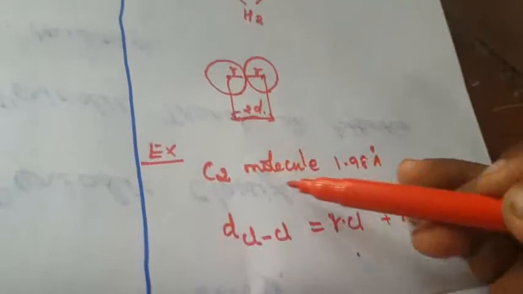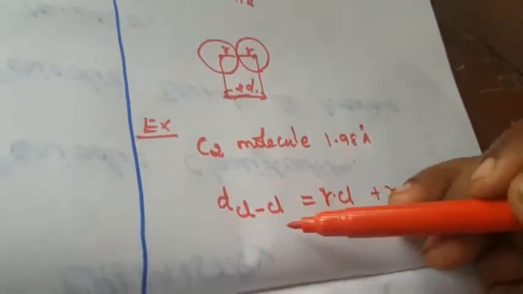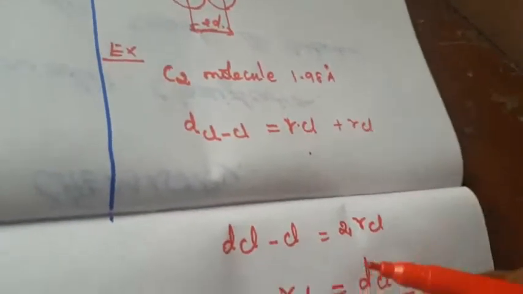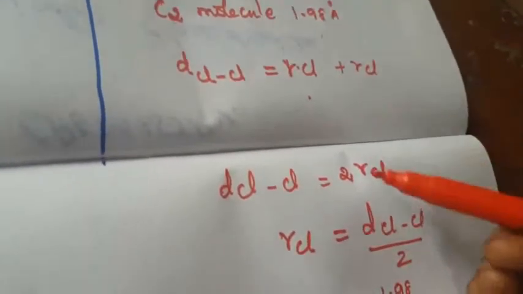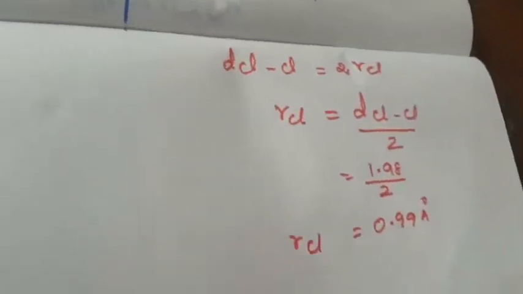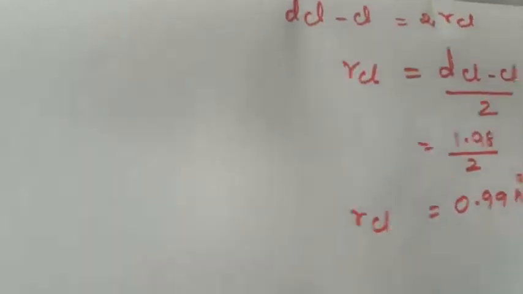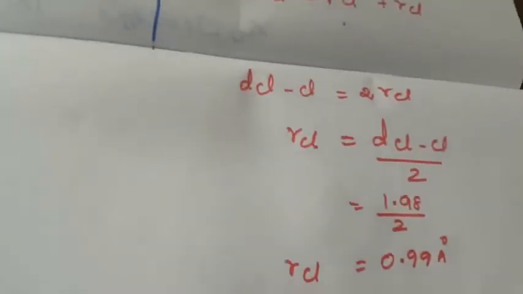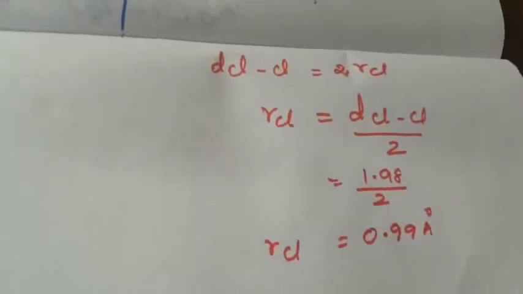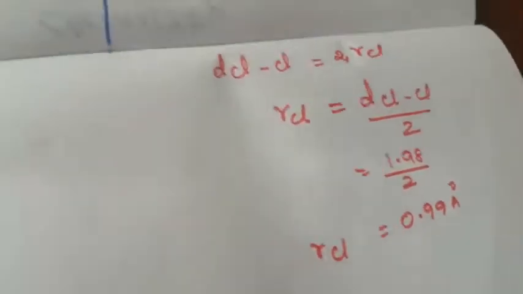So how to calculate the covalent radius? The internuclear distance between the two atoms is dCl-Cl, which is RCl plus RCl, that is 2RCl. So RCl is equal to dCl-Cl divided by 2, that is 1.98 divided by 2, so RCl is 0.99 Angstrom. This is called the covalent radius. This is the overlapping of the two atomic orbitals at the internuclear distance. The covalent radius is always shorter than the atomic radius.